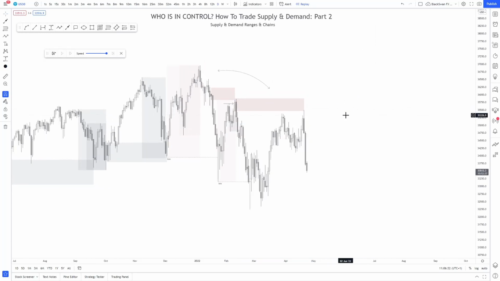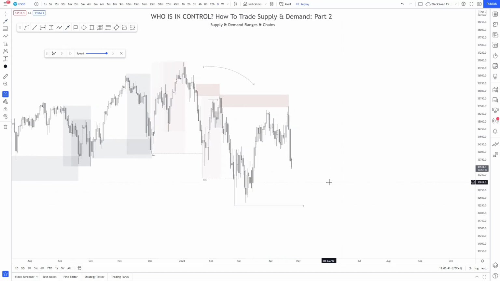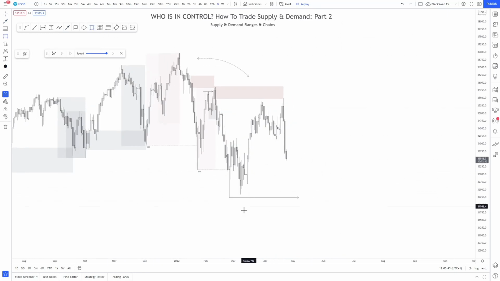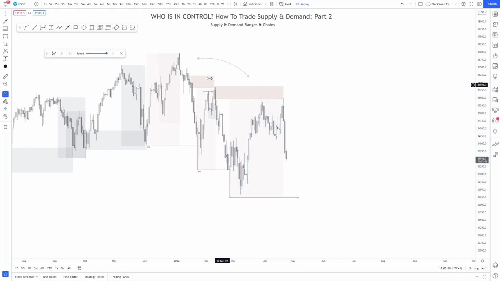So what can we expect next for US 30? Well, structure is telling us it's bearish, right? So we can anticipate this low to go, yeah. And then once that low goes, we will have a new range of supply, and then you can follow this chain down. But this is how you build your story of control. This is how you curate a narrative, and you use structure as the underlying backbone.